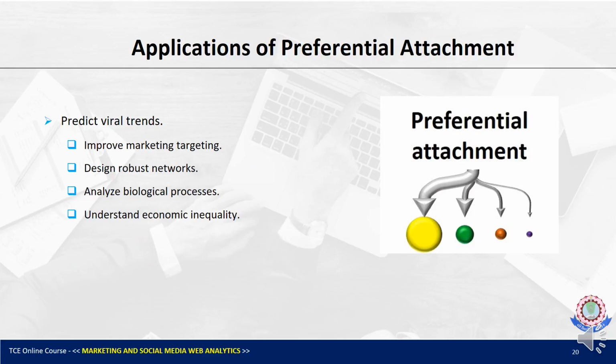Applications. Preferential attachment helps us predict viral market outcomes, identify influencers for campaigns, model biological processes like epidemics, understand economic inequality, and design resilient systems.